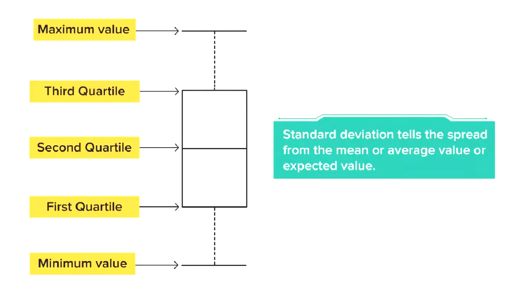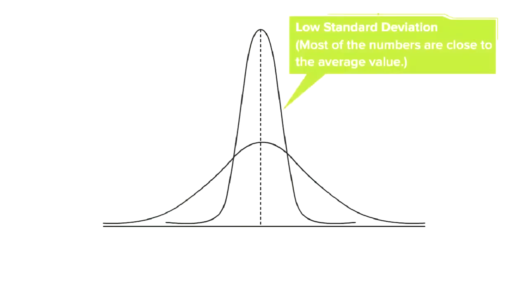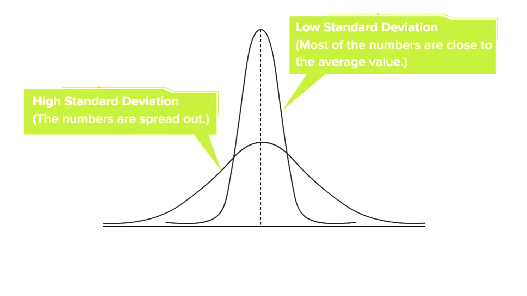Another way to measure spread of the data is standard deviation, which actually tells us the spread from the mean or average value or expected value for that variable. If the standard deviation is low, it means that most of the numbers are close to the average value, and a high standard deviation indicates that the numbers are spread out.